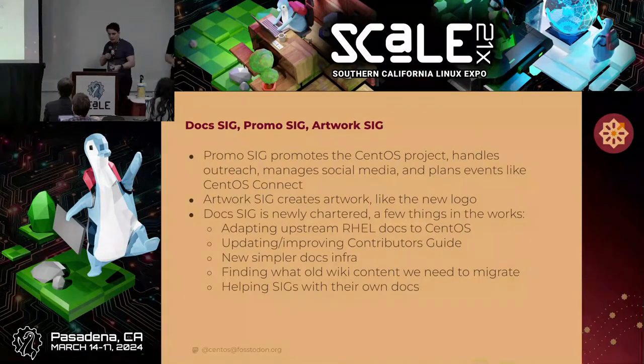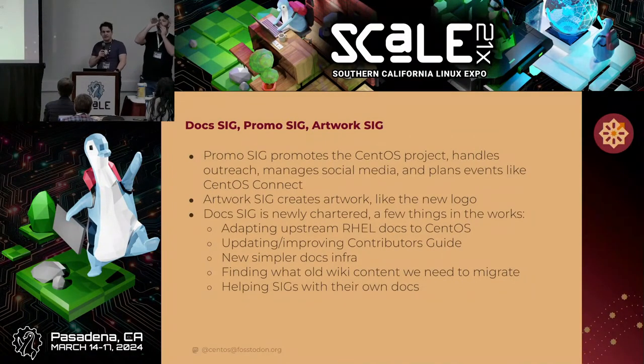And then this is the last one. I put them all on one slide because these are three non-technical SIGs. All the other ones I told you about were doing testing and packaging and building images. These are three SIGs that do non-technical work, which is a really great way to get involved if you're not a packager but you like to use CentOS and want to get involved. We have the promo SIG, which puts on events. Carl mentioned we had CentOS Connect at FOSDEM last month, or plans our presence here at SCALE, or manages social media. And an artwork SIG that does artwork, unsurprisingly.